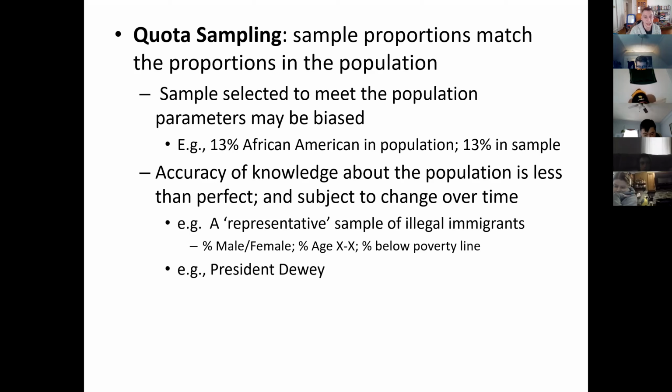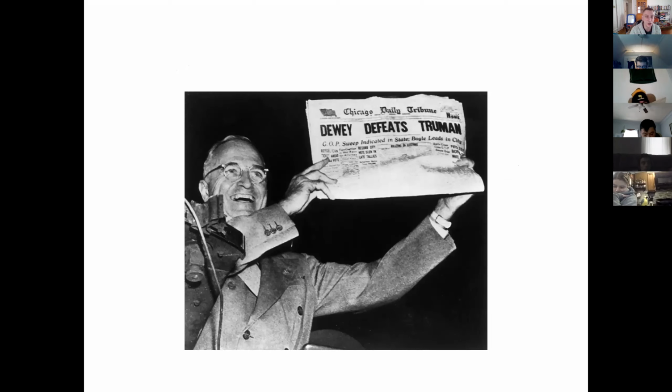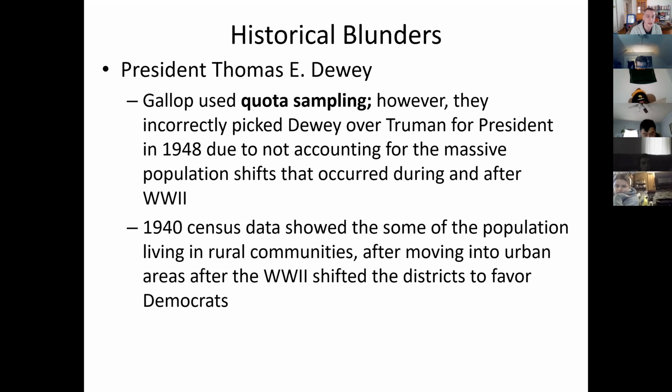There's a classic example of quota sampling getting it really wrong and predicting the presidential outcome, with President Dewey defeating Truman. This was what Gallup predicted, based on quotas set up by the census in the years previous to the presidential election. Using this tried and true quota sampling, they looked at the likely voters, where they were living, and who they would likely be voting for. It looked like Dewey, the Republican, was likely to win.